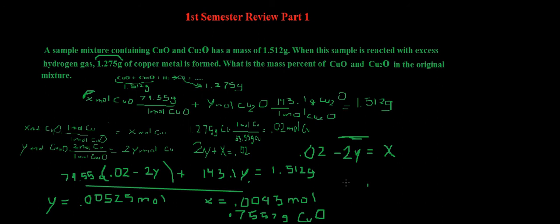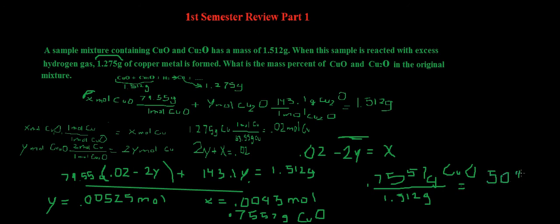So we could find the percent by mass of CuO, since we know that there's 0.757 grams of CuO in the original mixture, and that the total mass of the two substances is 1.512. So you could write 0.757 grams divided by 1.512 grams of the whole mixture, which would give you a percent of 49.9%, which you could just estimate to 50%. So knowing that there's 50% of CuO, we could obviously figure out the percent of Cu2O, which is just 50%, because you take 100 and subtract 50, and you'll get 50.